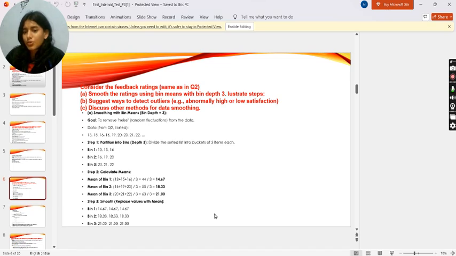Data from Q2 sorted. We have a data set of some numbers, and step 1 is to partition into bins. Depth 3: divide the sorted list into buckets of 3 items each. Bin 1, bin 2, bin 3. Step 2 is to calculate the mean: mean of bin 1, mean of bin 2, mean of bin 3. Step 3: smooth, replace values with mean.